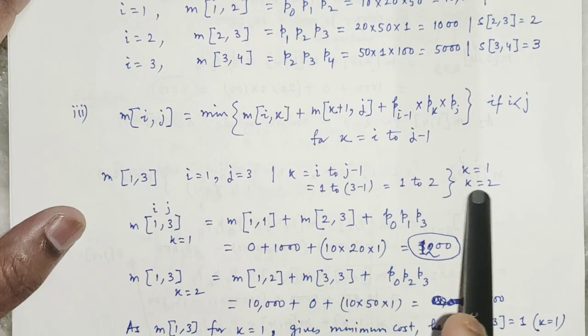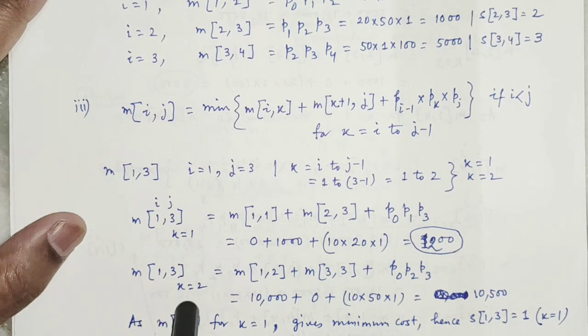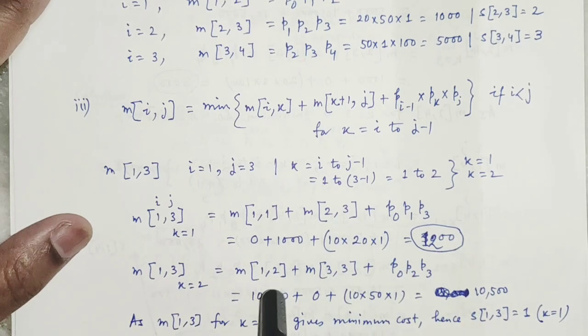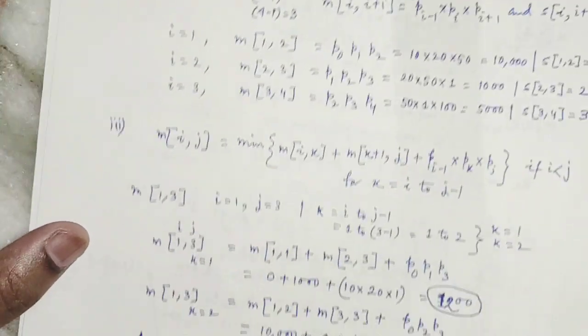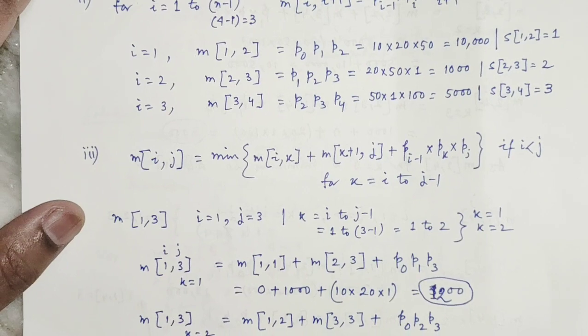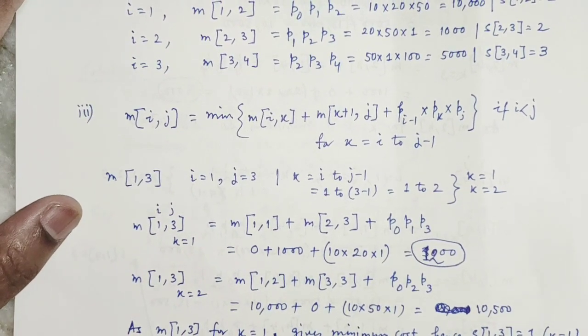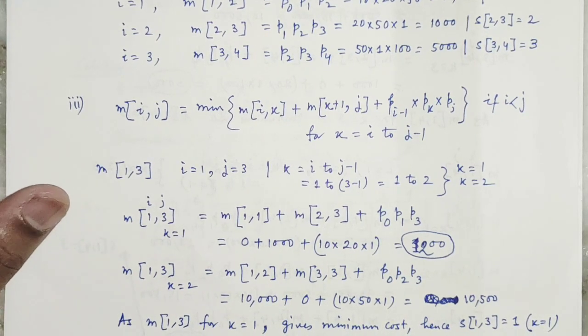Now we apply the second k value in the formula, then we will compare which one is the minimum. So m of 1 3 for k equals 2: m of ik, that is m of 1 2, plus m of k plus 1 comma j, that is m of 3 3, plus p of i minus 1, that is p0, p of k, that is p2, p of j, that is p3. M of 1 2 is already calculated and stored in the table, which is 10,000. Then m of 3 3 is 0, another principal diagonal value, and the last one is p0 into p2 into p3. As per the data it is 10 into 15 into 1, so the value is 10,500.